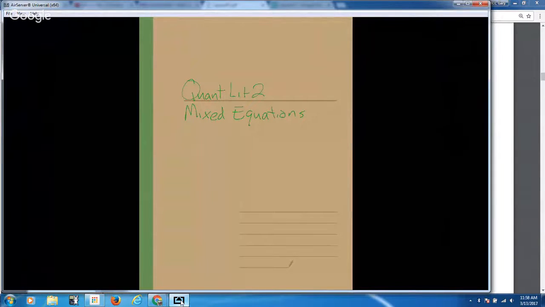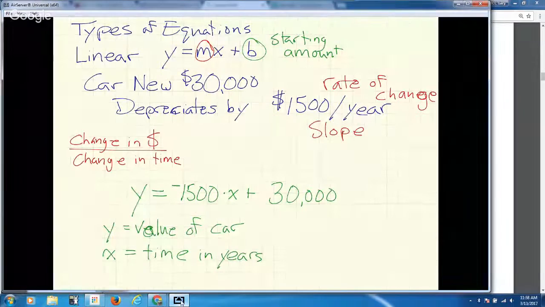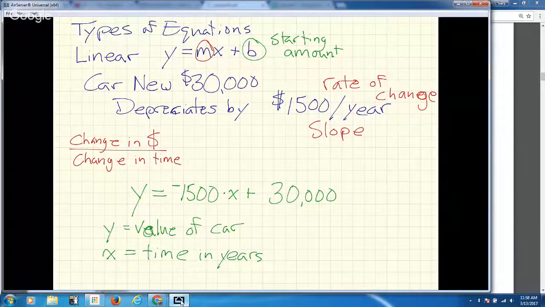So, back to the beginning, quantitative literacy, mixed equations. Types of equations that we have seen are linear equations. In a linear equation, you have something of the form y equals mx plus b, where b is the starting amount, and m is a rate of change, also known as a slope, which designates change in one variable, the dependent variable, divided by the change in the other variable, the independent variable.